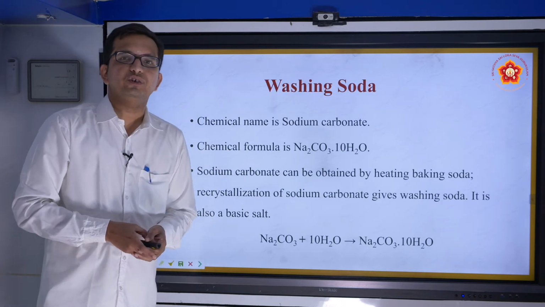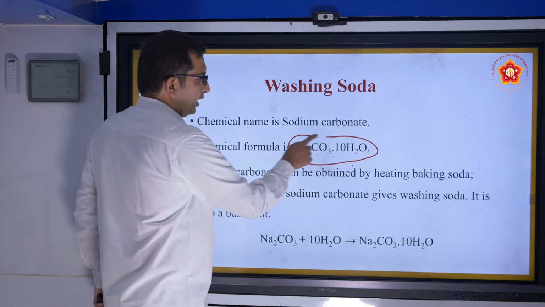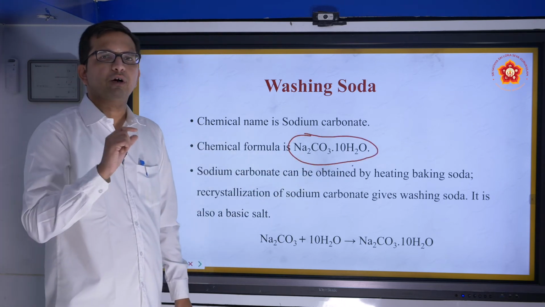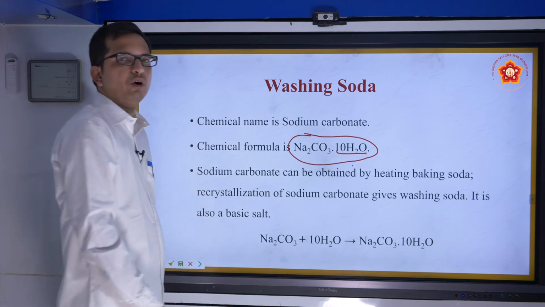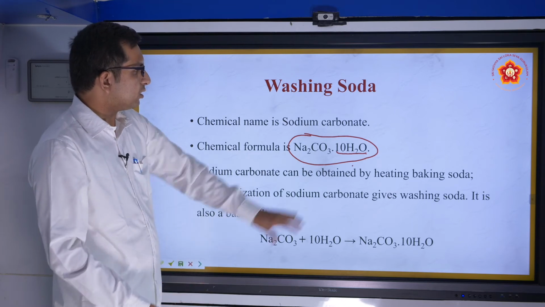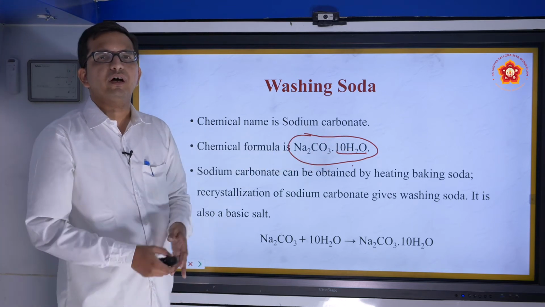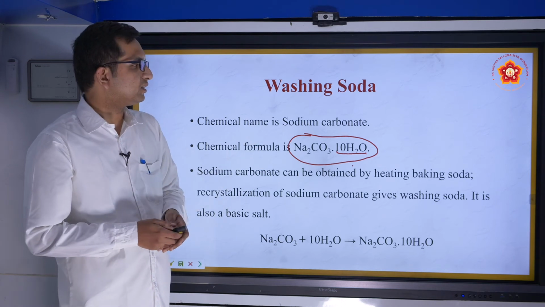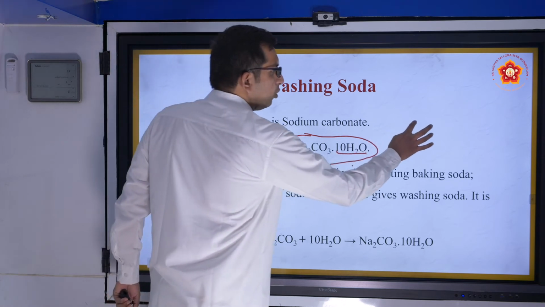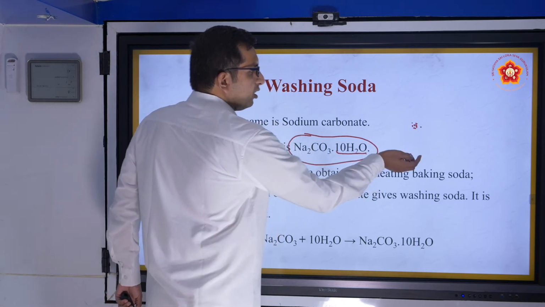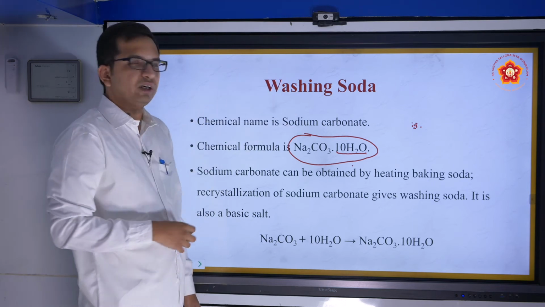The next one is washing soda. The formula you can see here is sodium carbonate, Na2CO3. That sodium carbonate you have come across many times, but what is this 10H2O? We call this water of crystallization. So crystals of water which are accommodated with this sodium carbonate compound, we call this washing soda. What happens here is, the sodium carbonate compound will be there as such, and the water will not mix thoroughly inside, it will just be present outside the system.